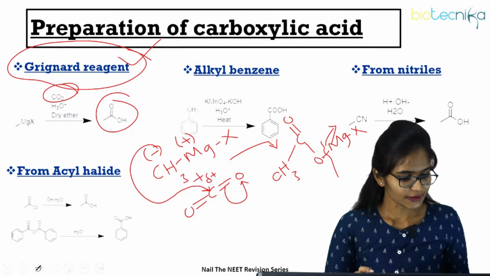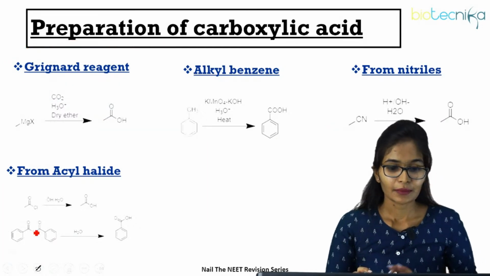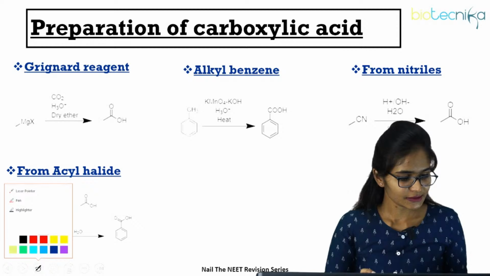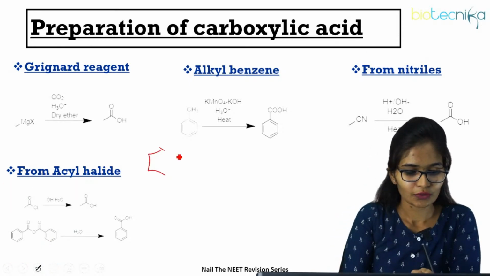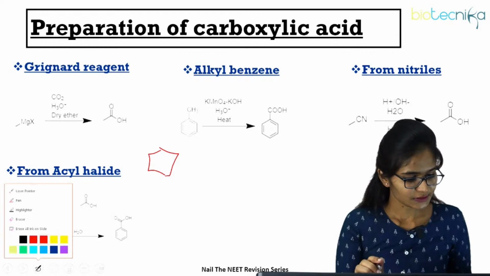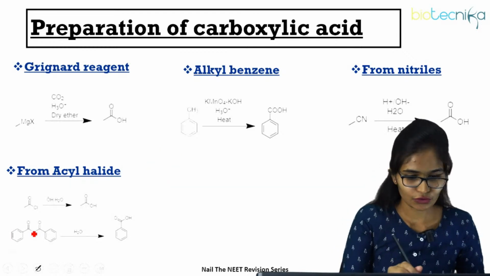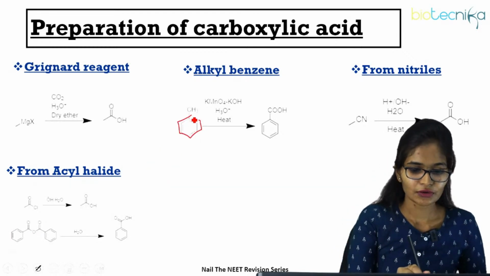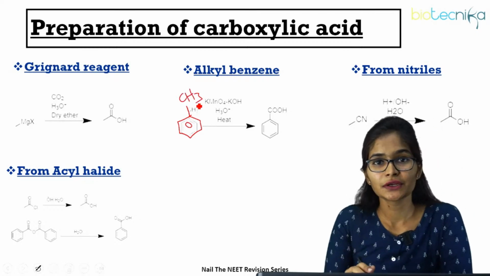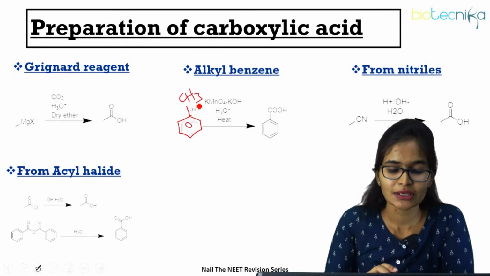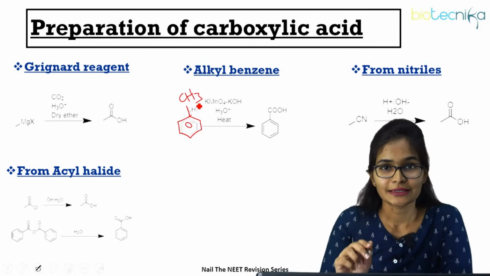Now coming to the next part, from alkyl benzene. How can you form it? Just consider you have toluene. I will show it here itself. So this is your toluene. You are treating with KMnO4 in KOH and then following with acidic hydrolysis.